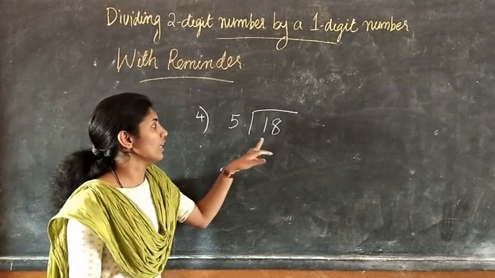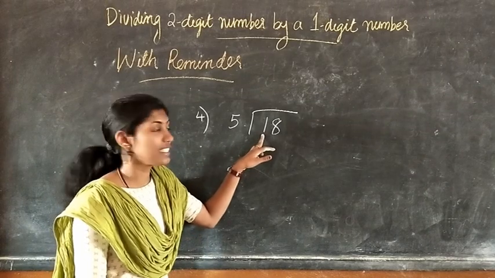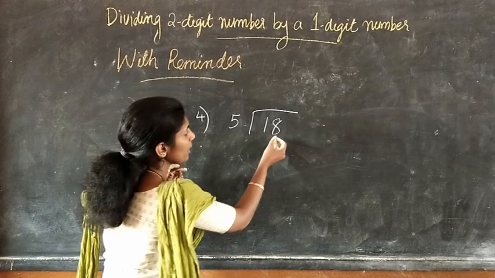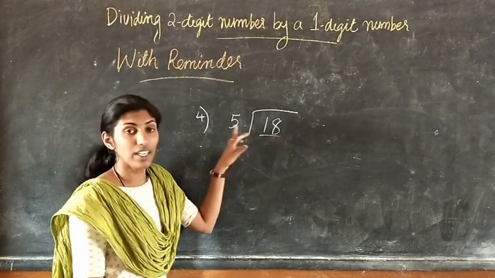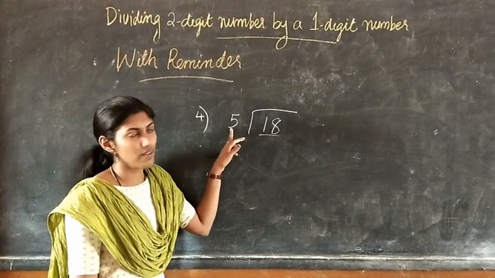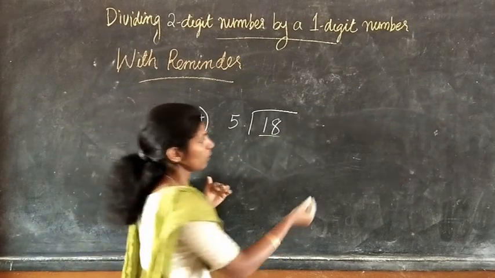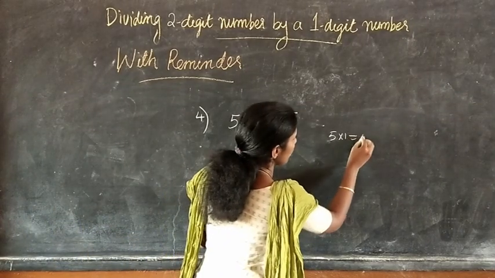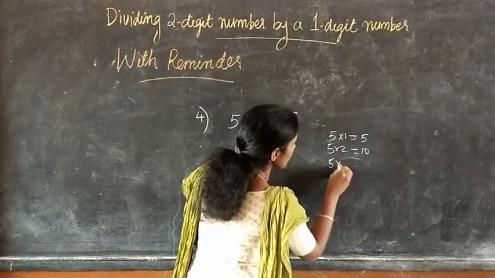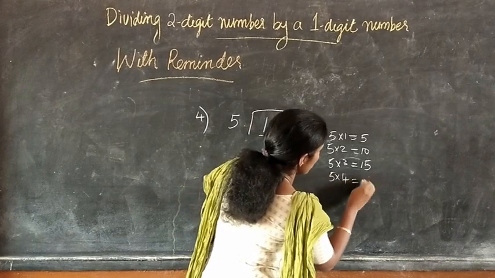Then fourth question, divide 18 by 5. Here we can see that the tens digit of the dividend is less than 5. So what are we doing? Yes, we have to take the number as 18. That means 18 divided by 5. For that we have to recite the multiplication table of 5 till we reach 18 or less than 18. So 5 into 1 equal to 5. 5 into 2 equal to 10. 5 into 3 equal to 15. 5 into 4 equal to 20.